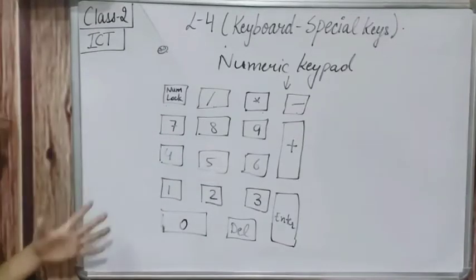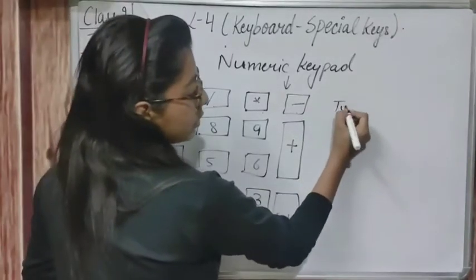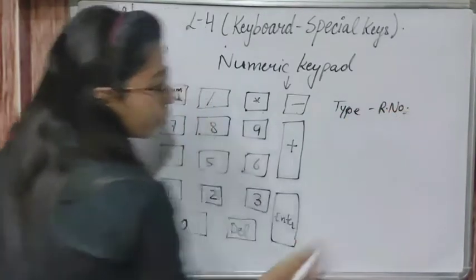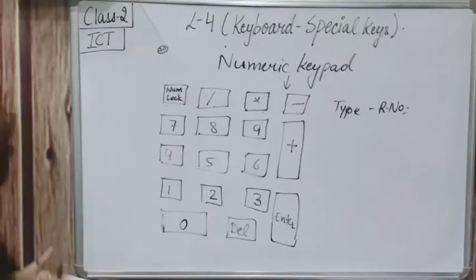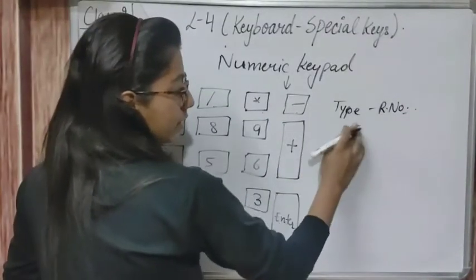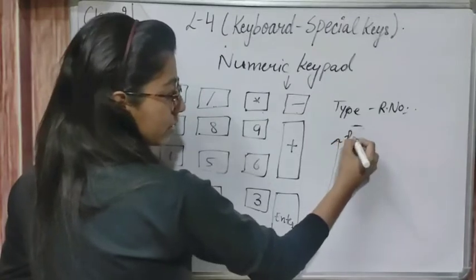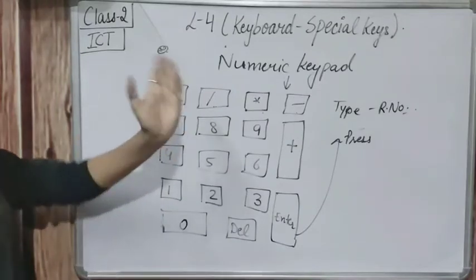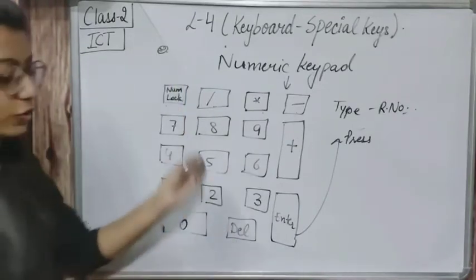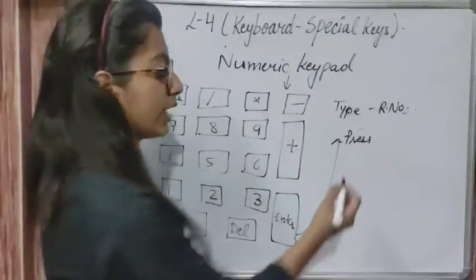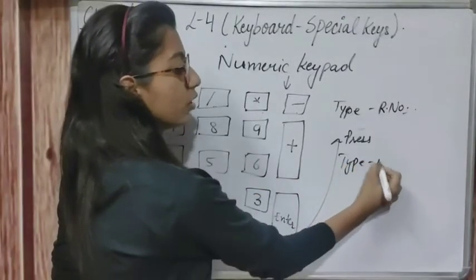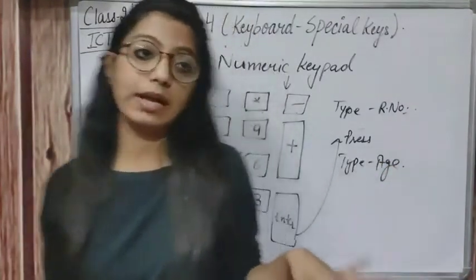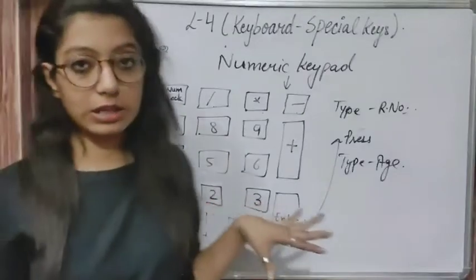Now what you have to do, you have to type your roll number. Okay, you have to practice it. Then press the enter key, and then you will move to the next line and then you will type your age. So this you can do on notepad. Practice it and try to use this numeric keypad.